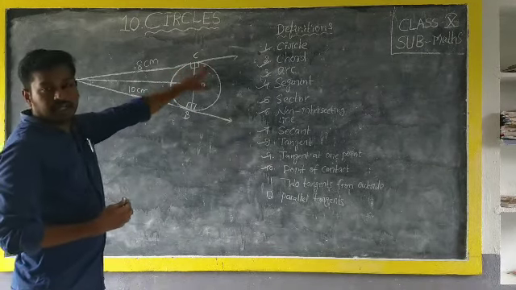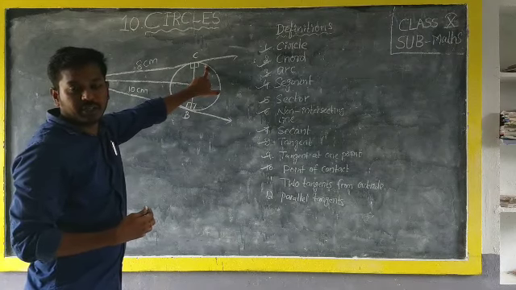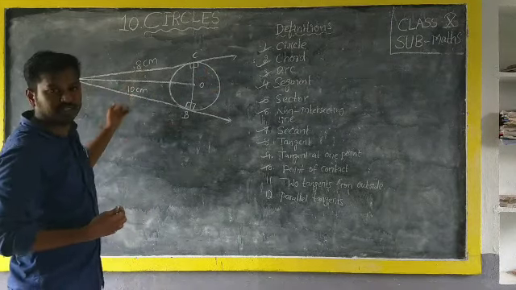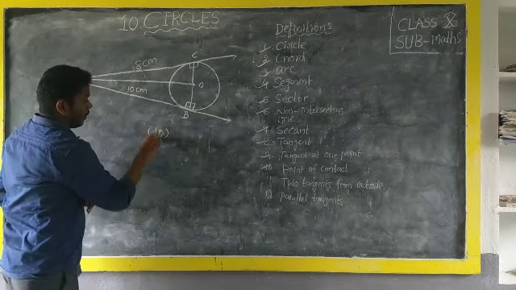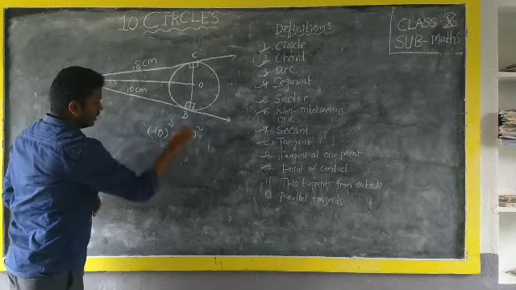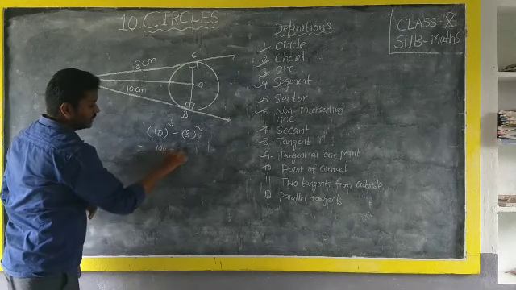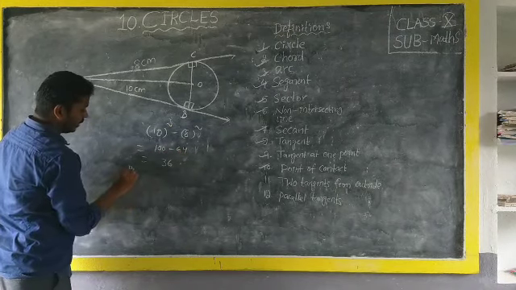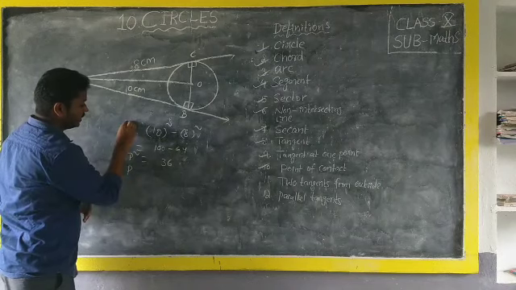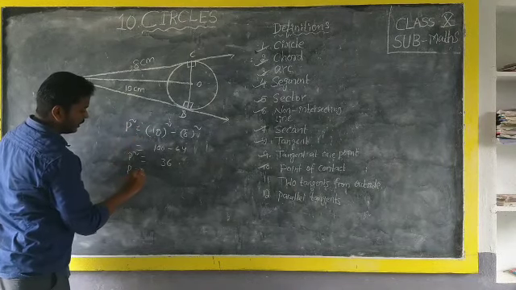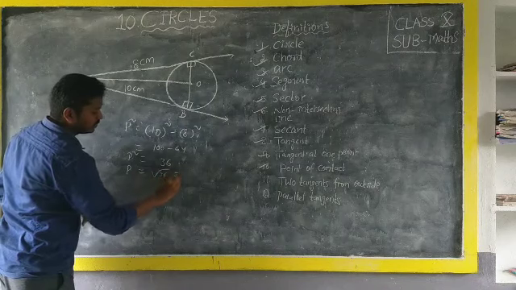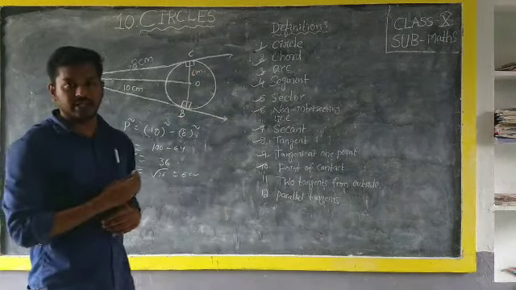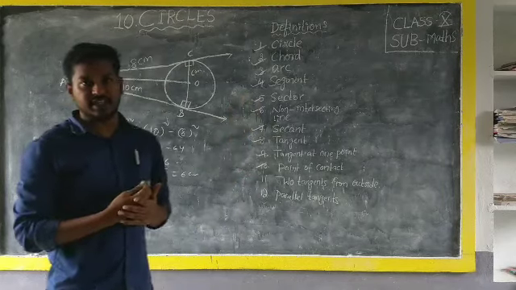So how to calculate the perpendicular? Perpendicular square equals hypotenuse square minus base square. That means 10 square minus 8 square, that equals 100 minus 64, that equals 36. So perpendicular square equals 36. Perpendicular equals root 36, that equals 6 cm. In this way, you have to calculate the radius of a circle.